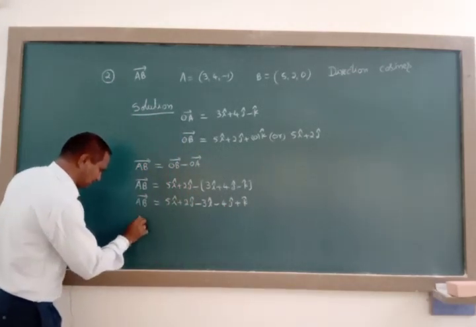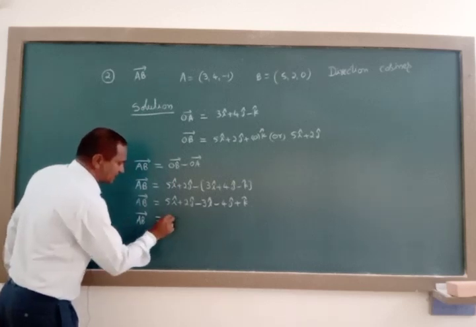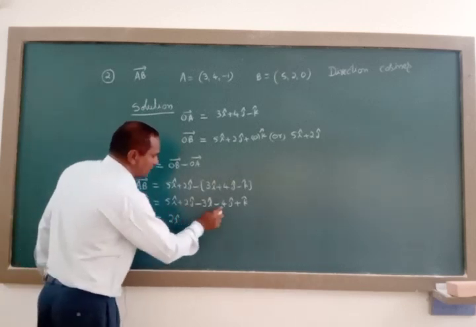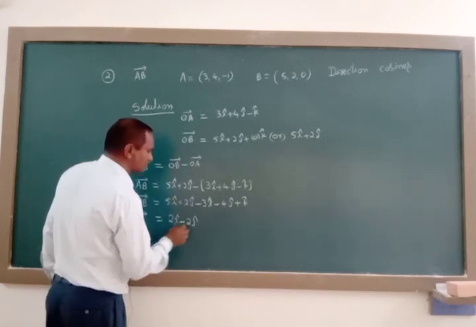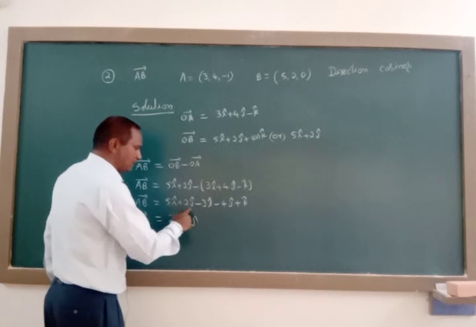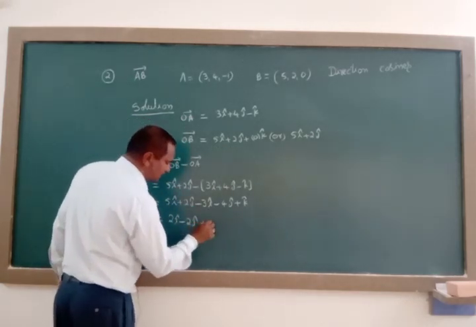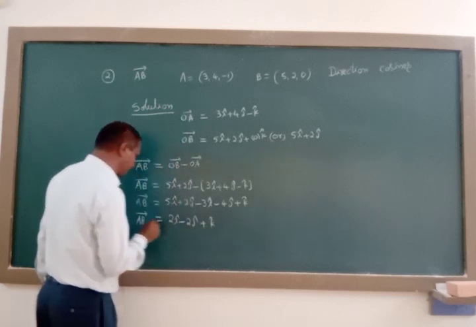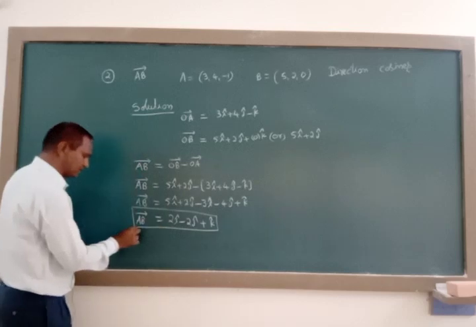AB bar is equal to 5i minus 3i is 2i cap. 2j minus 4j is minus 2j cap. The last letter is only k, that is k cap. We got the vector AB bar here.